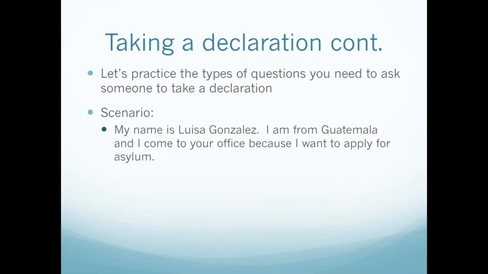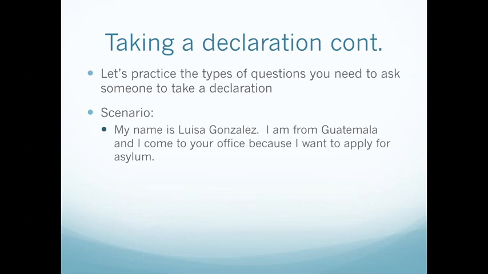And for the I-589, I always start with, well, did something bad happen to you? Are you afraid of going back to your country? Who are you afraid of in your country? Kind of these general questions about what happened to you, why did it happen to you, and what are you afraid of?